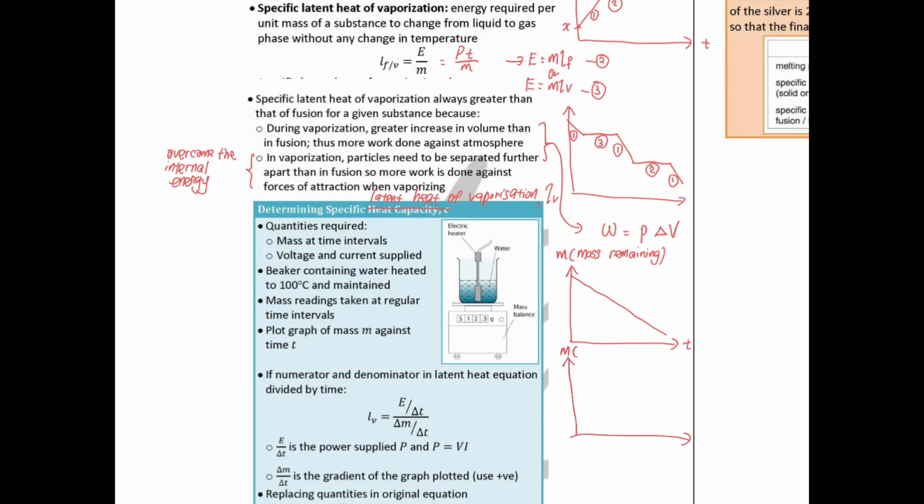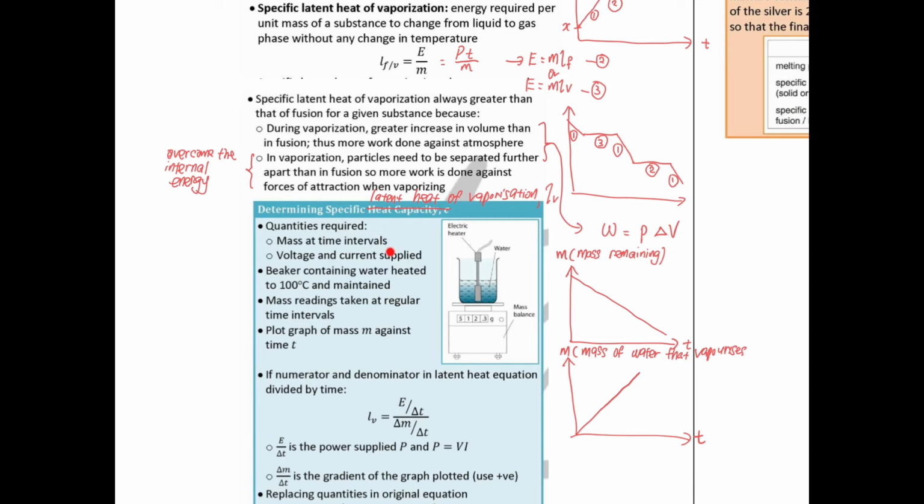Okay, the mass here is the mass of water that vaporizes. So it should be like this. You should have more and more water that vaporizes along the way. Now we want this mass actually. Okay. What other quantities are required here are the voltage and current.